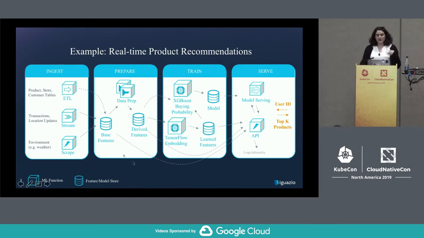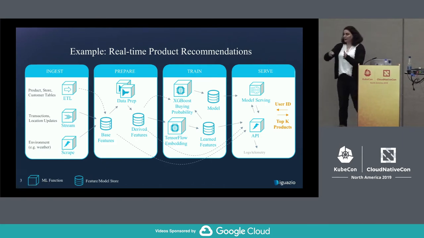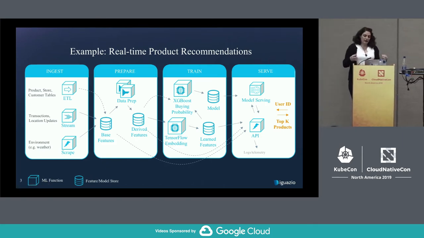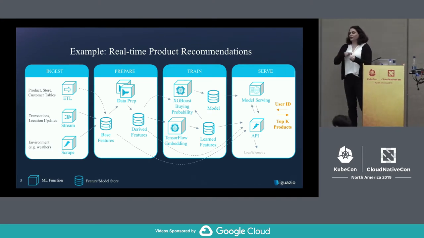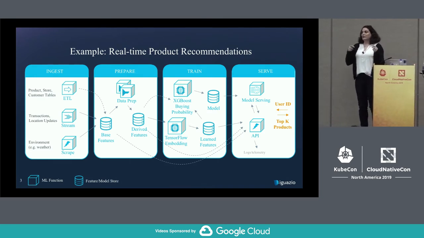So all this information is being ingested and saved in a base feature store. We have data preparation, labeling, stuff like that, saved again to a derived feature store. Then we do the training, finding the correlation between different products. If I'm buying this product, usually I will buy that and that product as well. All this is being trained into a model and into a learned feature store, which will then be used by the model. Then I'll deploy the model, and when I now have information about the location of a specific customer, I can provide a customer ID and its location, and the model serving will tell me what I need to send him as a product to sell.